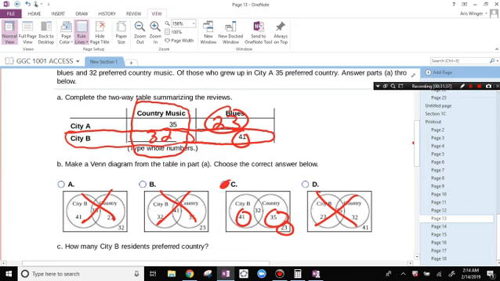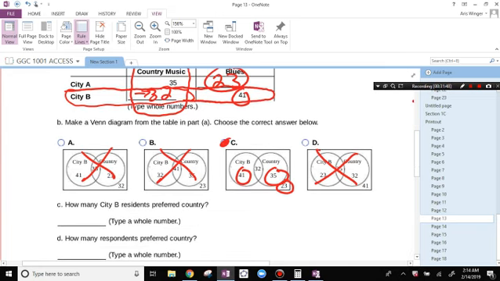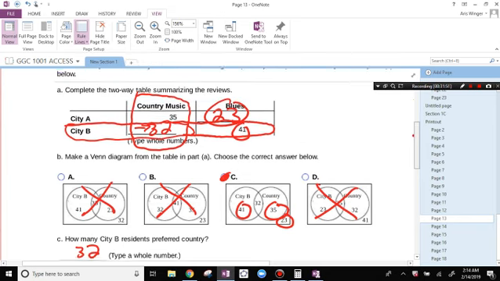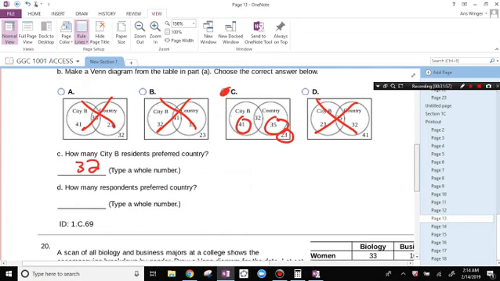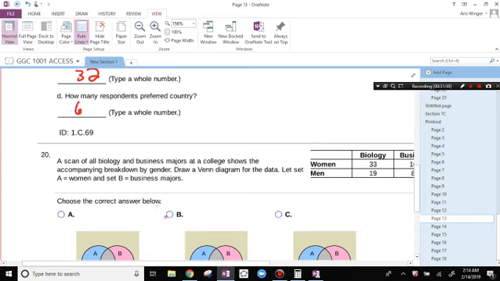How many City B residents prefer country? City B residents prefer country is this, 32. How many residents prefer country? Just period. That's just both of these people. They just love country music. That's 67.